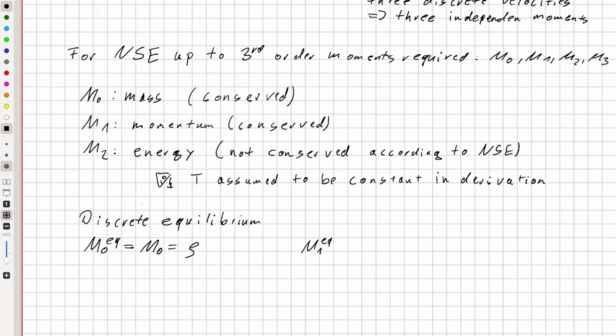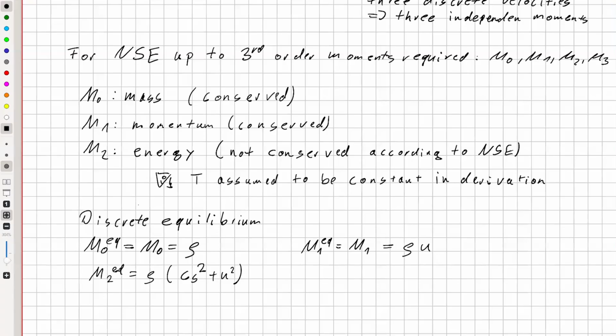The first moment being conserved always means that the equilibrium is equal to the moment itself, which would be the momentum, so it's rho times u. And the second moment is rho times, now there was this kBT, which is condensed, kBT by m. Now this is condensed into being the speed of sound squared plus the speed squared.